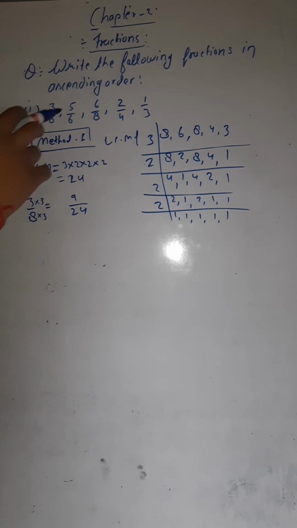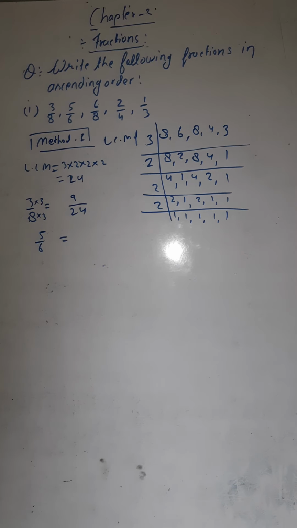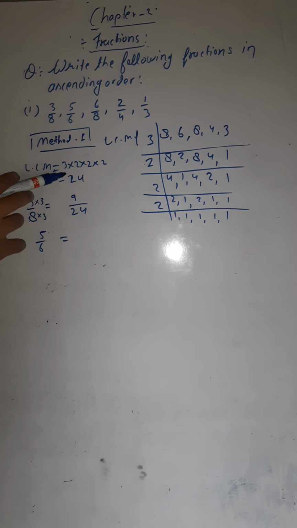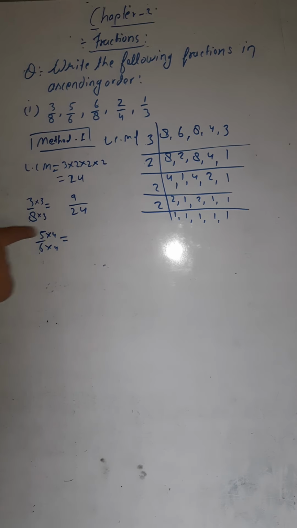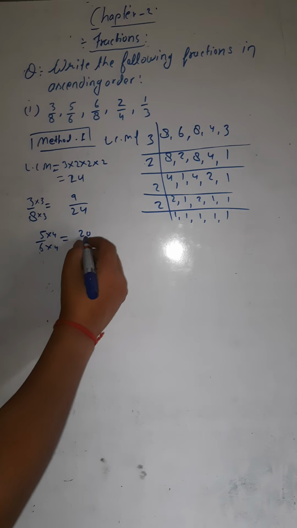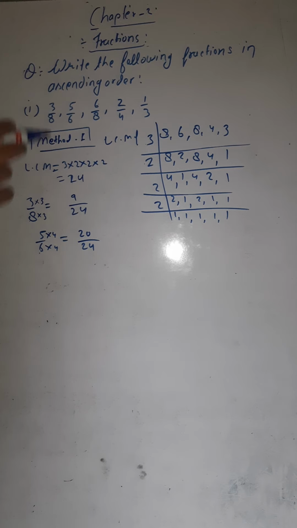Now similarly the second fraction, that is 5 by 6. Again I divide the LCM, 24, by the denominator 6. How many times going? 6 fours are 24, 4 times. It means I multiply here also by 4, and here also by 4. Now just multiply: 5 fours are 20 and 6 fours are 24. So this is your second fraction.